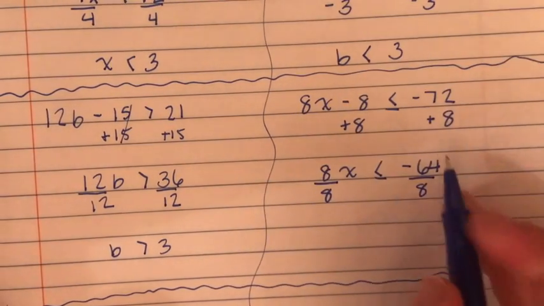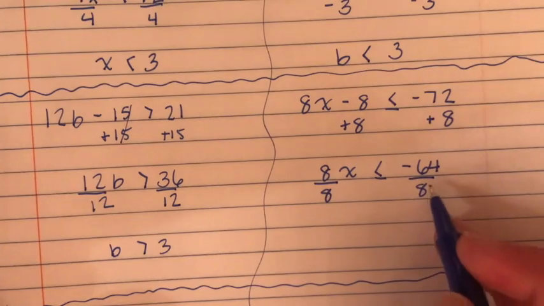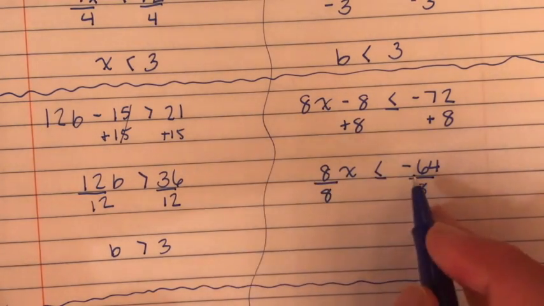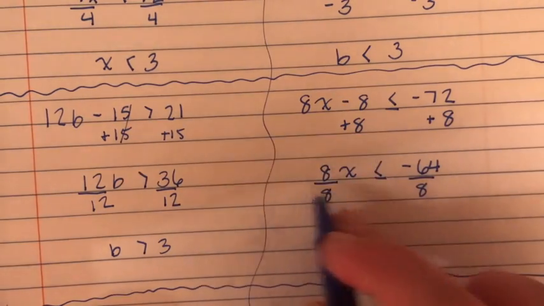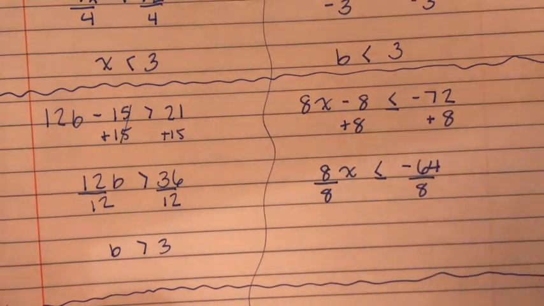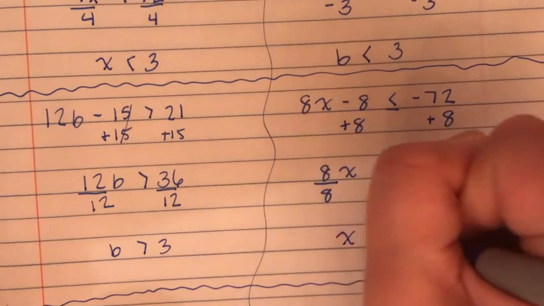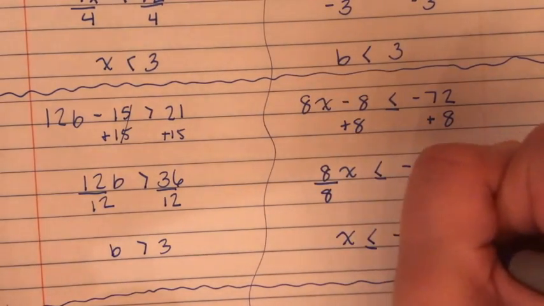And here you might think, well, a negative number is being divided, but I didn't divide both sides by a negative, so my sign gets to stay the same. It's only when you divide both sides by a negative that your sign flips. So I have x is less than or equal to negative 8.